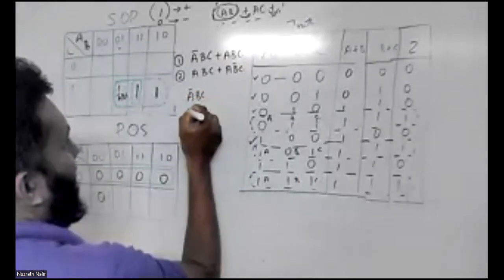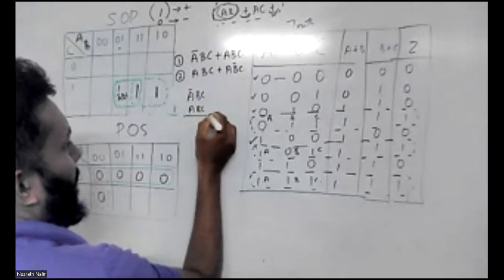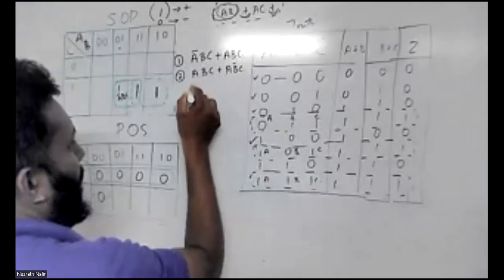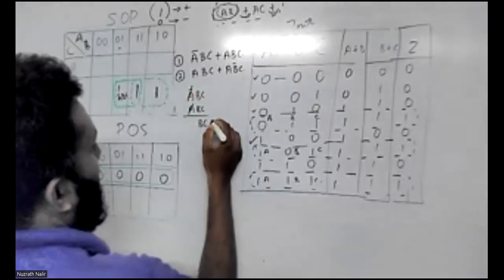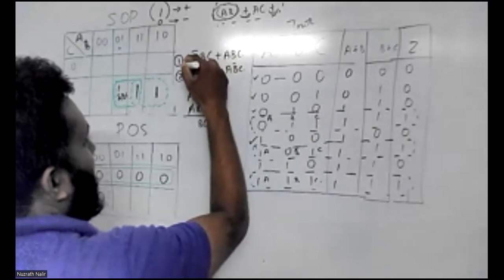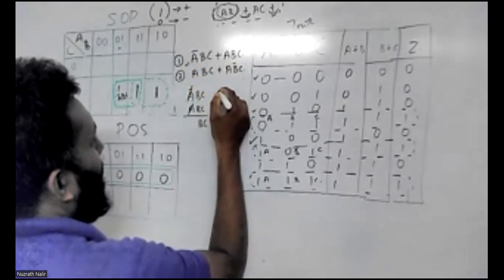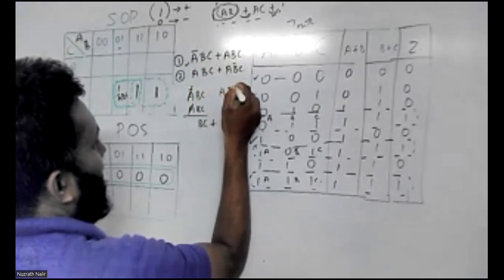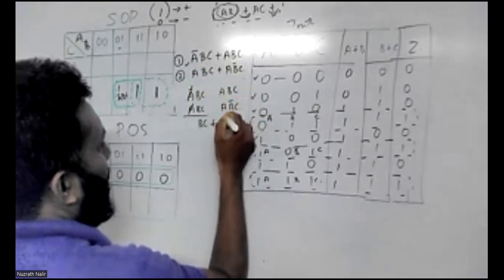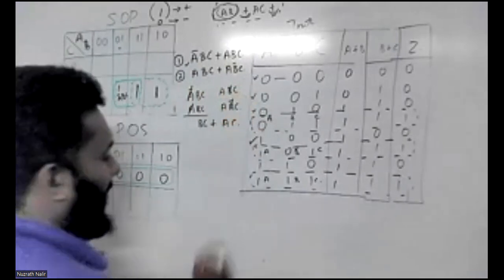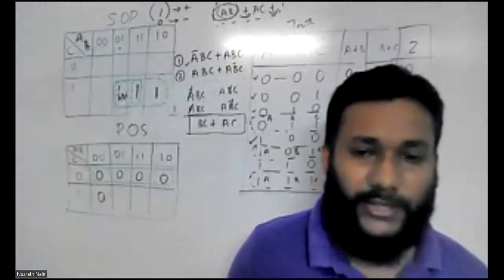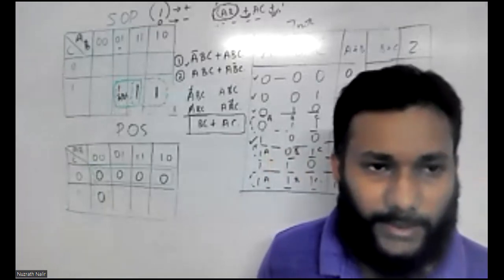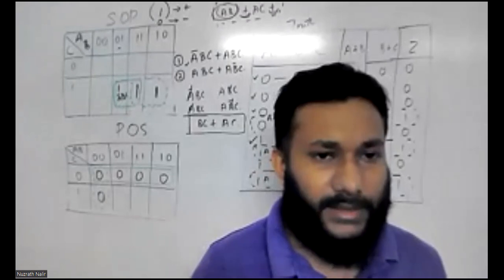Now what you can do, A bar BC and ABC. So here the combination BC is common, so you don't need to write the rest. Plus this is group 1, and this is group 2. A B C, A B bar C. So no need to write this one, AC. So this is very simple. So your answer is BC plus AC for the SOP. Okay, my dear students, I hope you can understand this one.